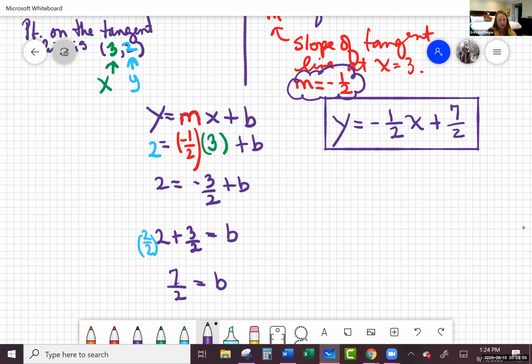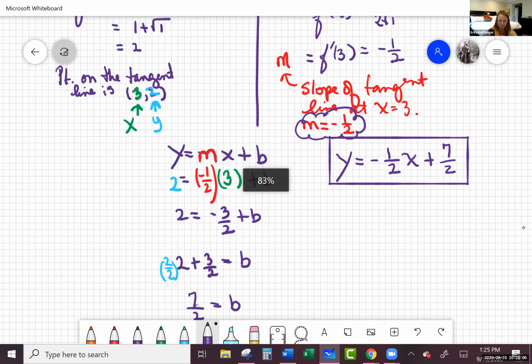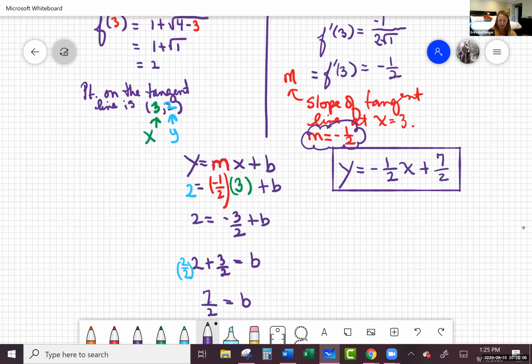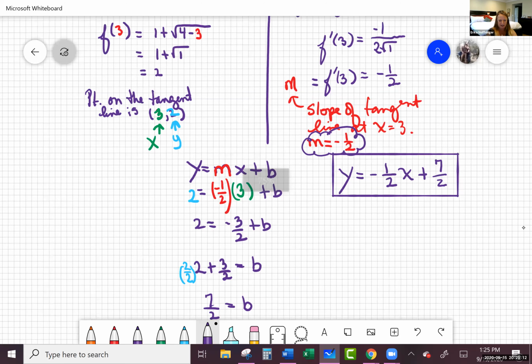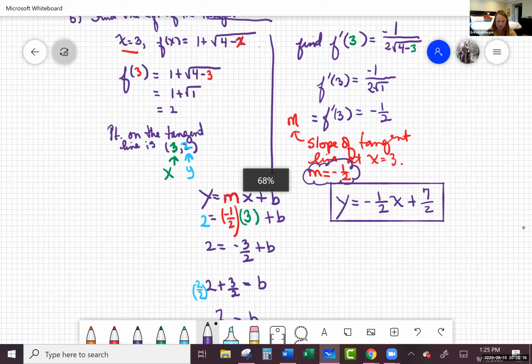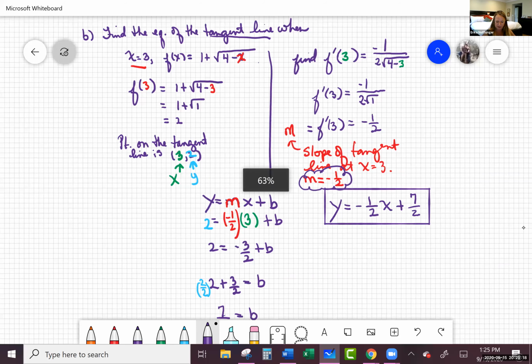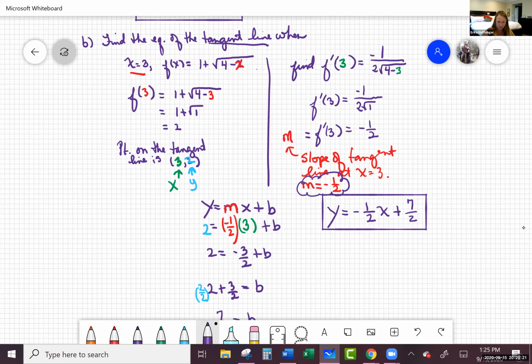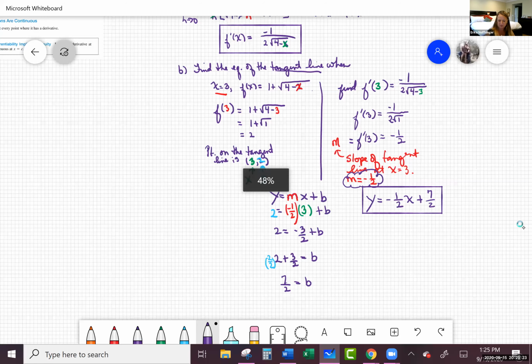Okay, so we found the equation of the tangent line of the function 1 plus the square root of 4 minus x at x equals 3. And I just wanted to shrink it so you guys could see more of it all together if you wanted.